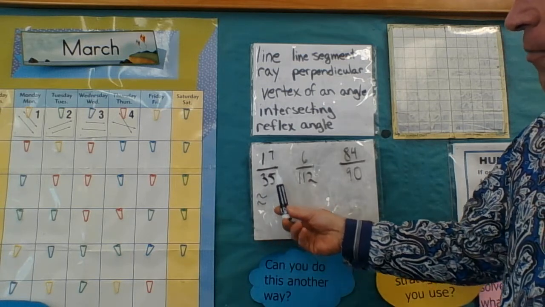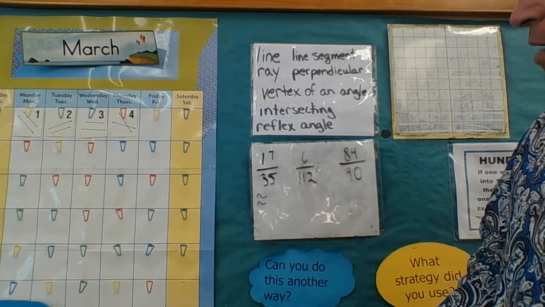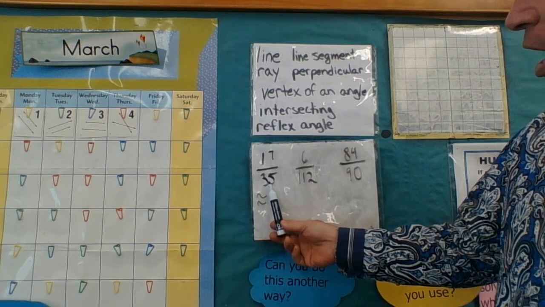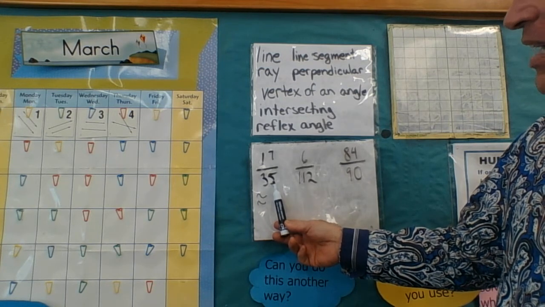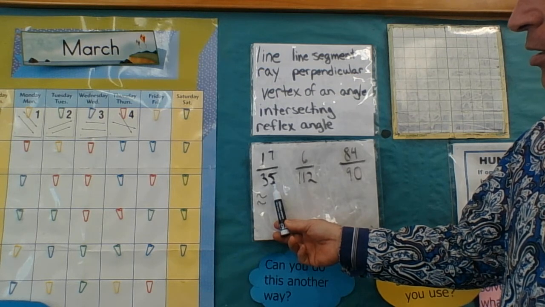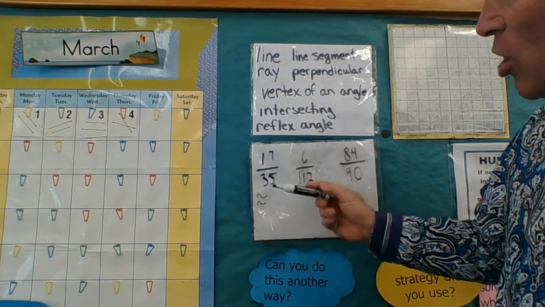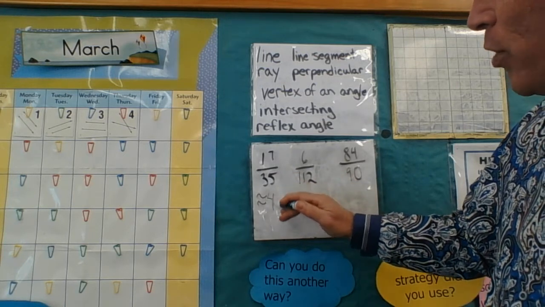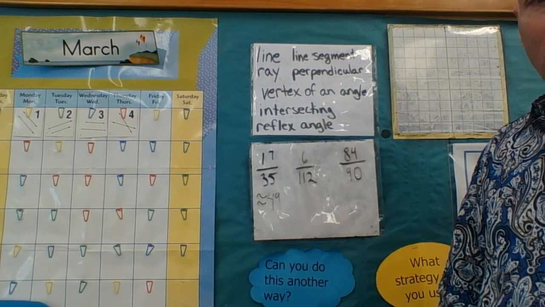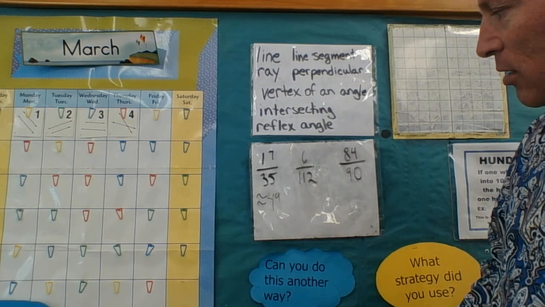Because can you see what is half of 35? Half of 35 is about 18. Can you see that? And so we know 17 is a little bit less. So I could say it's about 49%, probably with some pretty good accuracy.